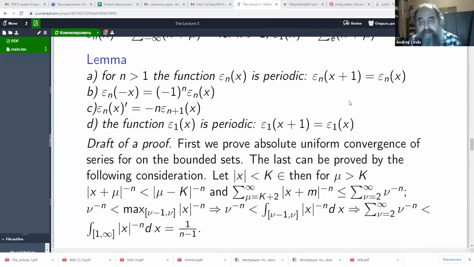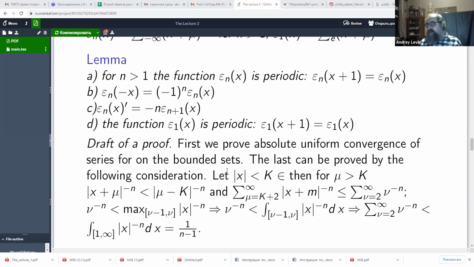So what is the proof? The main idea of the proof, and here is written this convergency property, is that I prove that this series, for positive n greater than 1, this function, this series is absolutely convergent. Here all bounds are written. So from this we immediately conclude periodicity.